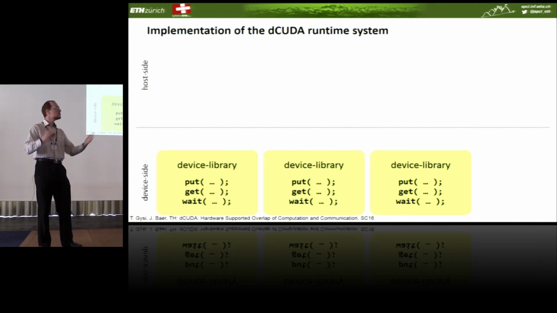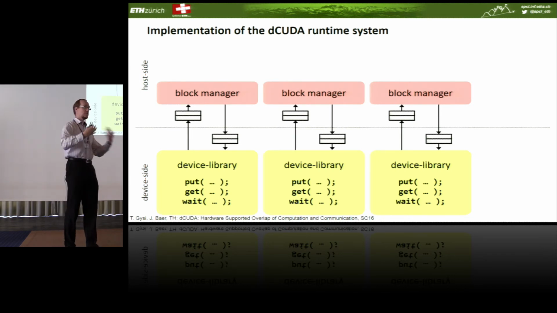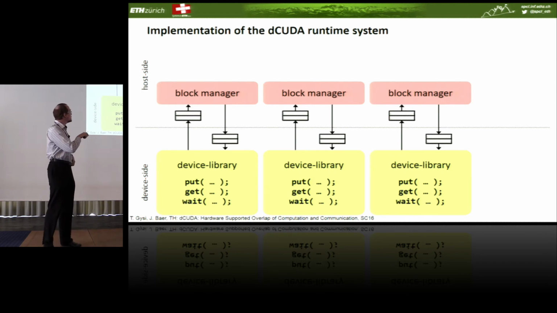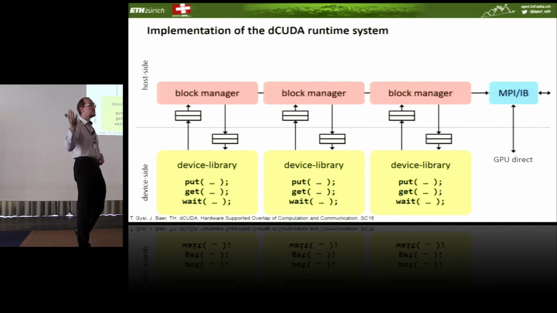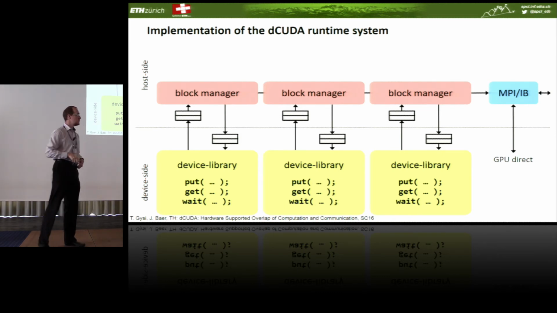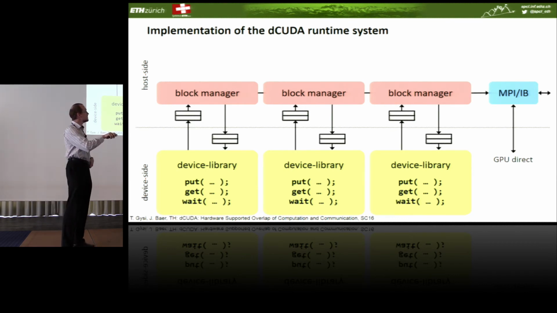So you link this library to your code, and this library will in fact communicate with a block manager that sits on the host side. But that you don't worry about in the programming model. This is just a runtime environment that makes the whole magic happen. And if this device here wants to send something, it issues a command through a command queue to the block manager. The block manager will then talk to either MPI communication or InfiniBand directly, which in this case is using GPU Direct, to the remote node, which is over here.